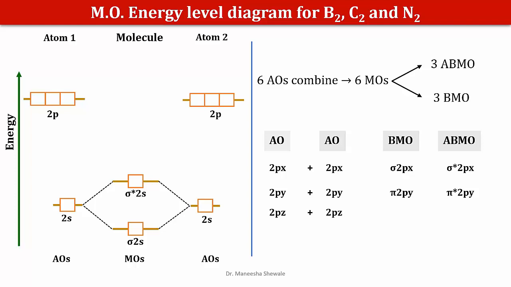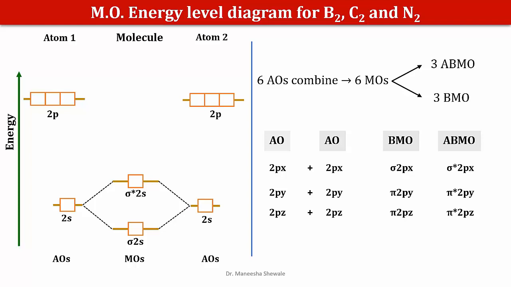The third combination is of 2 pz orbitals. So here we have pi 2pz and pi star 2pz molecular orbitals. So these are the 6 molecular orbitals which will be formed.